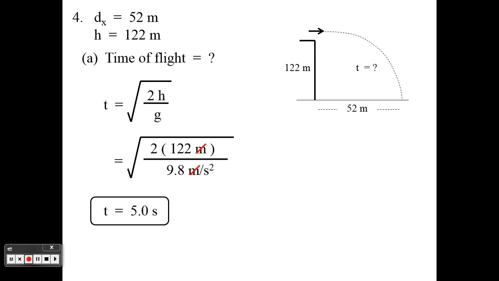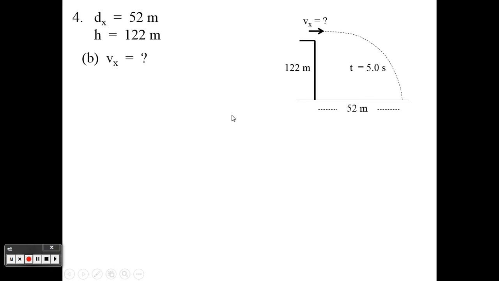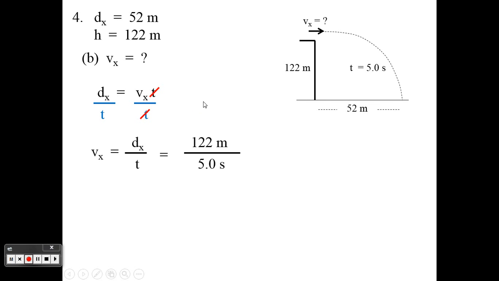Okay, part B. Now I want to calculate the horizontal velocity. Well, before I was given the horizontal velocity and I wanted the horizontal distance. This time I'm given the horizontal distance and I want the velocity. We still can do that using d is equal to v times t. Let's solve this for v by dividing out the t. And now let's plug in our numbers: 122 meters, 5 seconds of flight time. That yields an answer of 24 meters per second for a horizontal velocity.